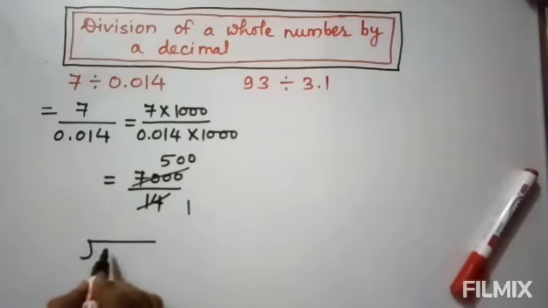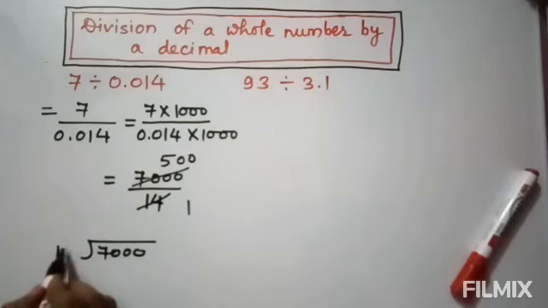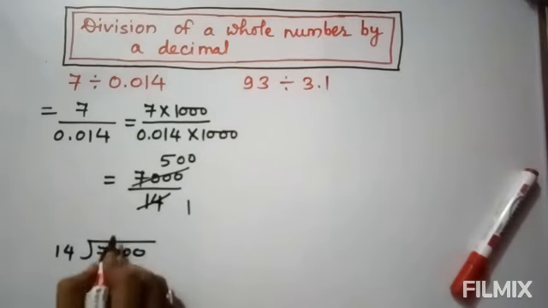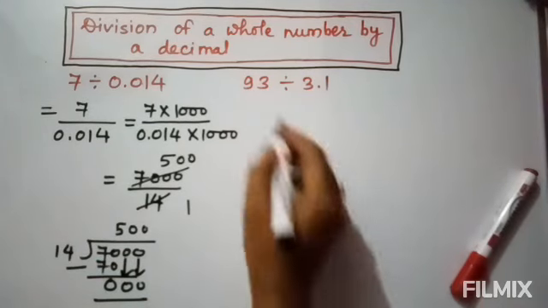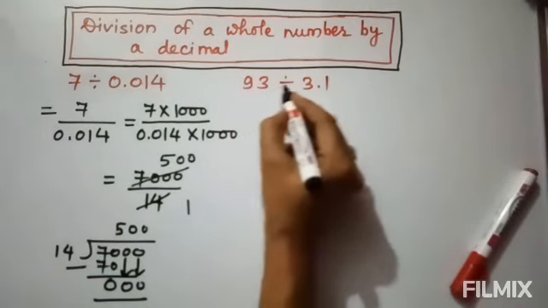If you need to write it in the long division method, it will be like this. 14 5 ja 70, and 0 0 in the quotient directly, which will not divide further. Now do another question.